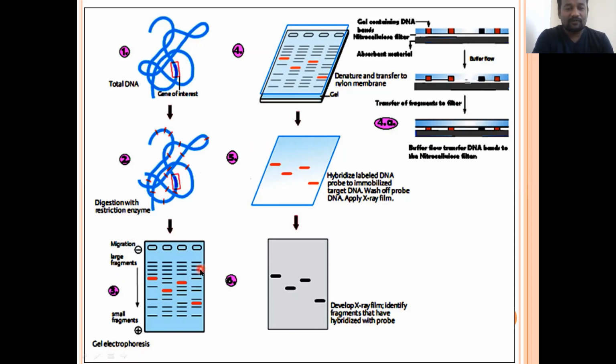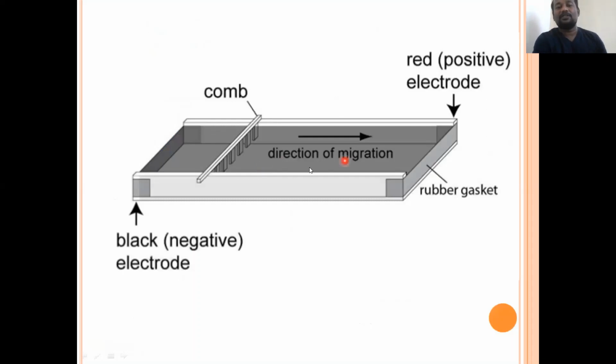In the case of electrophoresis, electrophoresis is the technique which makes the DNA or RNA or protein get separated. The separation can be done with the help of gel. Normally Southern blots and Northern blots utilize agarose gel.